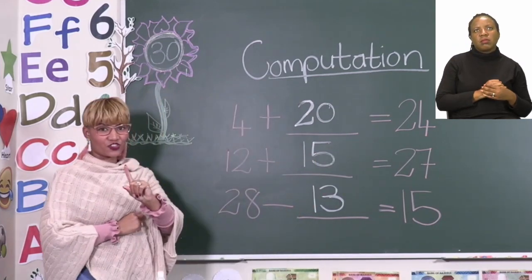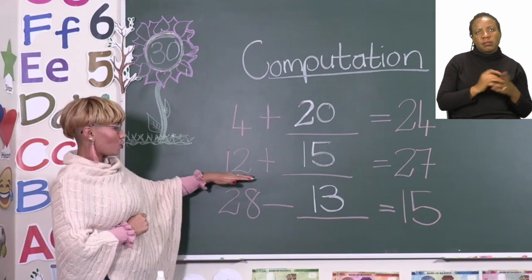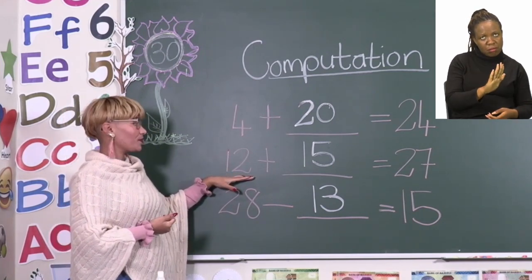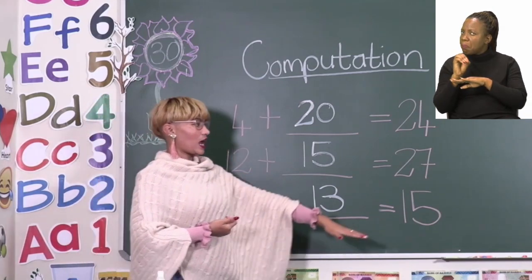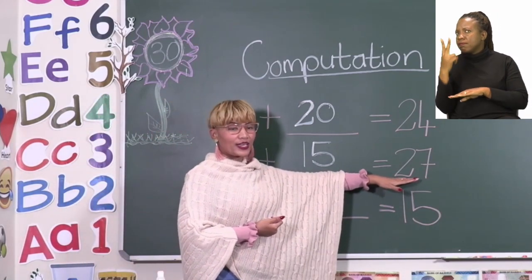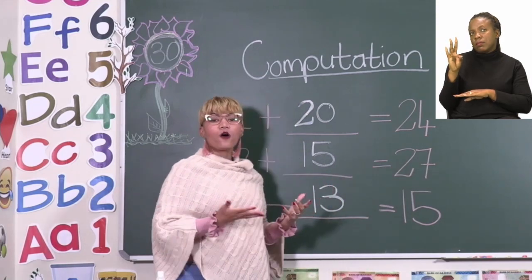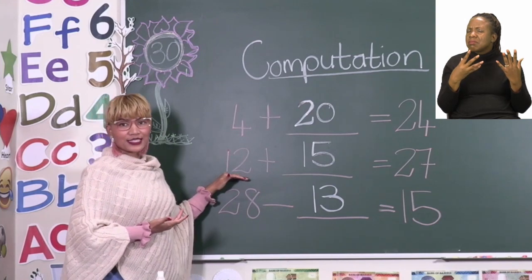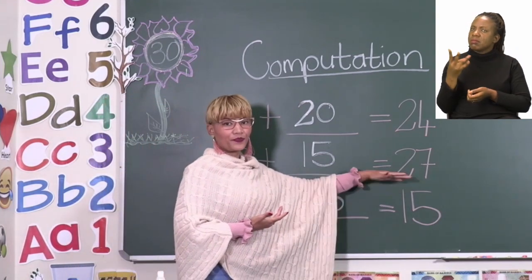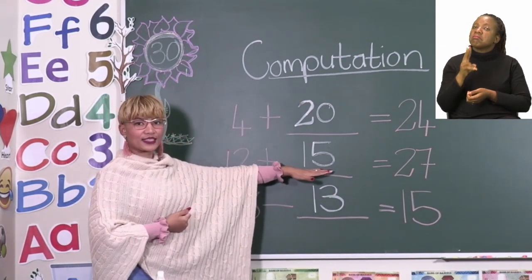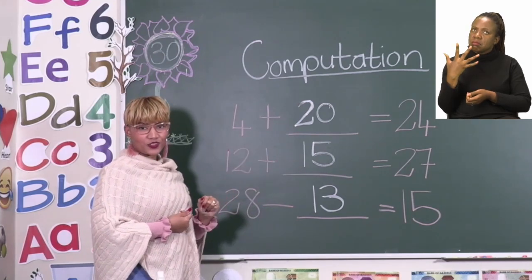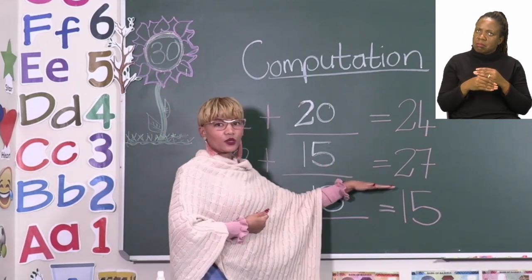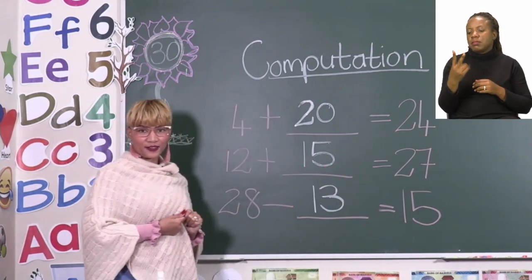Okay, let's try a second one. 12 was the number given to us on the page, plus, and our answer was 27. How much did we have to add to 12 to get 27? The answer is 15. So 12 plus 15 equals 27.